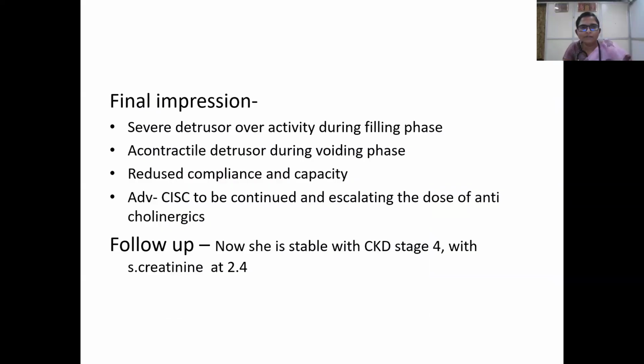So final impression was severe detrusor overactivity during filling phase, a contractile detrusor during voiding phase, reduced compliance and capacity. Advise CIC to be continued and escalating the dose of anticholinergics. Now she is stable with CKD stage 4 with creatinine of 2.4.